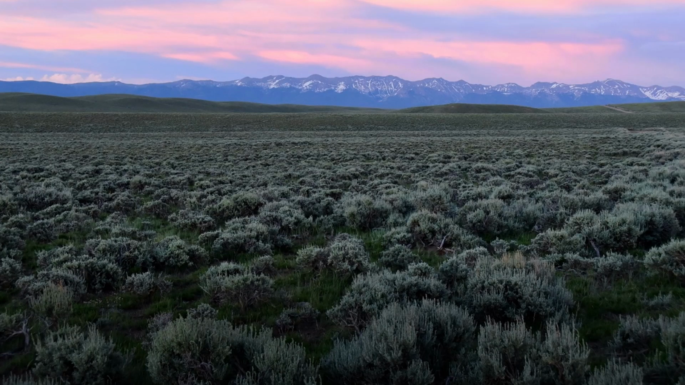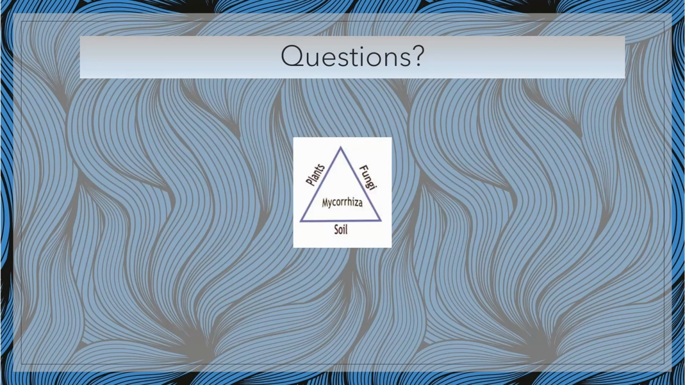So in summary, mycorrhizae are beneficial to many different plant species. They're essential in providing plants with water and nutrients, especially in arid climates like sagebrush steppe, and they've been around for a very long time. Scientists are still learning about the role that they play in soil fertility and plant health, and also how different species of fungus associate with different species of plants. And that is my presentation on mycorrhizae in sagebrush ecosystems.